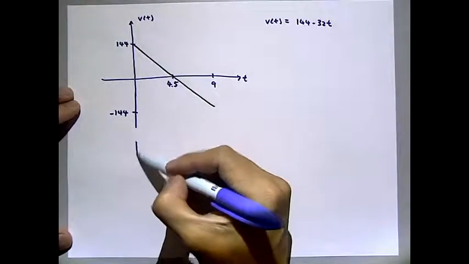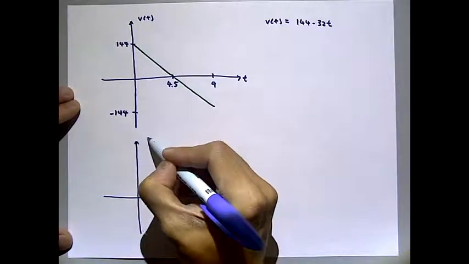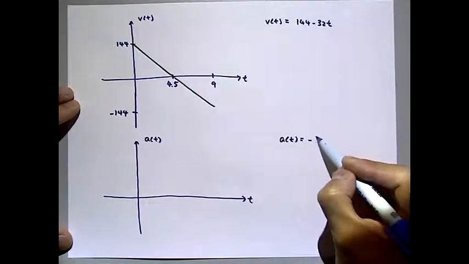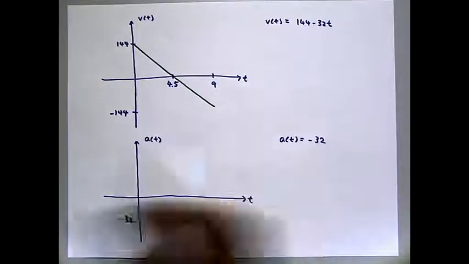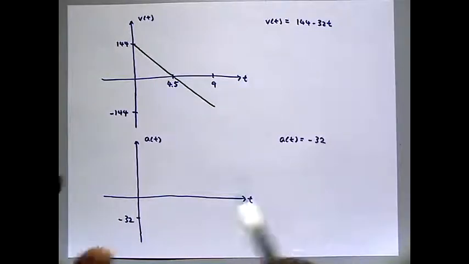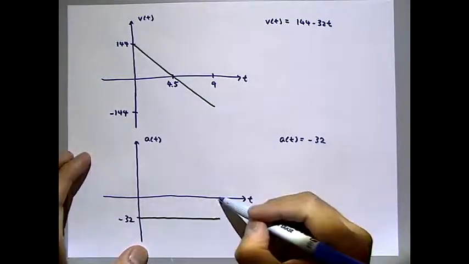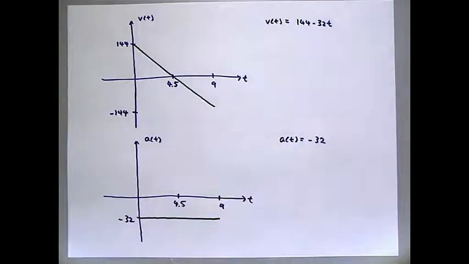Now let's graph the acceleration. The acceleration is a constant function we saw, negative 32. It's a constant function, so just a straight line, horizontal line. And I want to line up the t numbers too. So here we go. Okay, now let's see what's going on here.